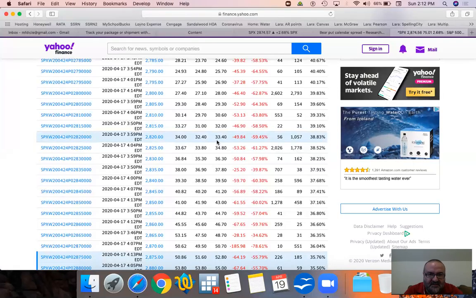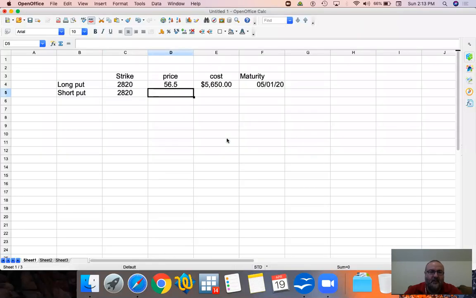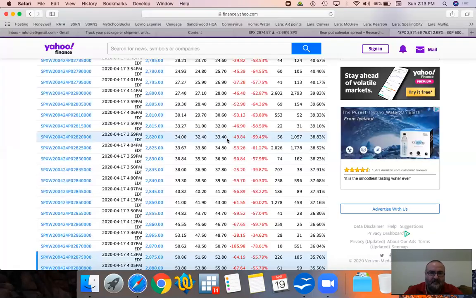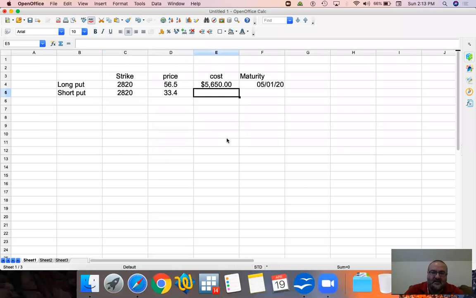And then the price this time is 33.40. And the cost will be this much. So if you look at the total, this is how much we are paying, and this is how much we're collecting. So the cost is now down to $2,310.